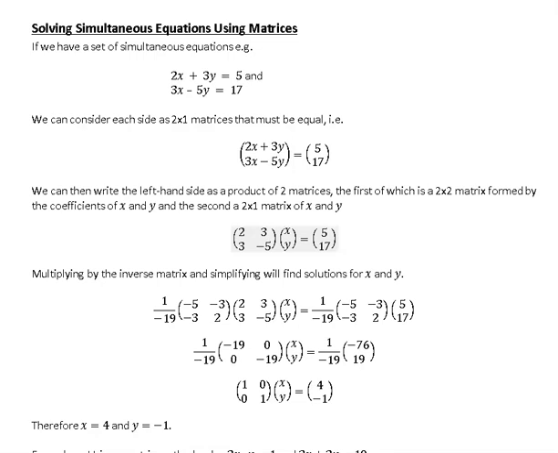Okay, we're going to look at solving simultaneous equations using matrices. So if you have a set of simultaneous equations, 2x plus 3y equals 5 and 3x minus 5y equals 17, we could change that left-hand side and write it as a column vector, just as 2x plus 3y in the top row and then 3x minus 5y in the bottom row.